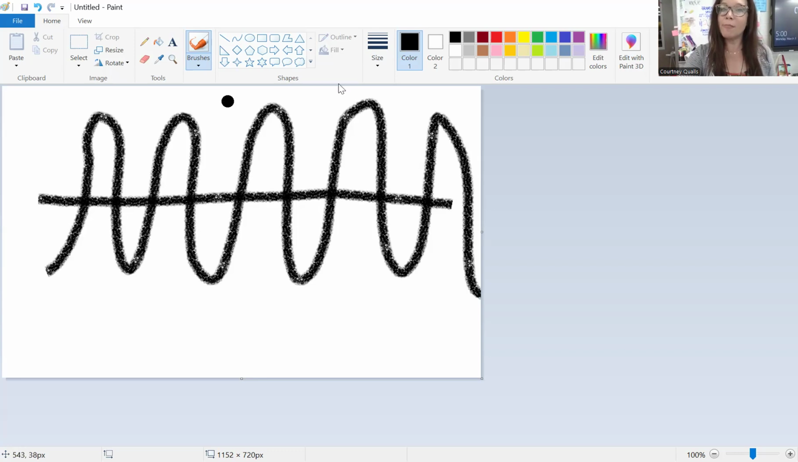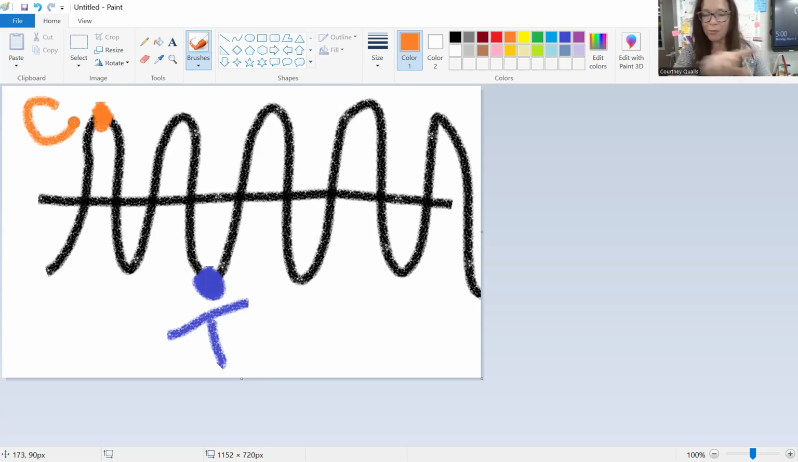There are important parts of the transverse wave that we need to know how to label. The crest is up here, and you can remember that because it is the tippy top. That is the crest. And then down here would be the trough. I'm going to label it with a T, and I'm going to label the crest with a C.